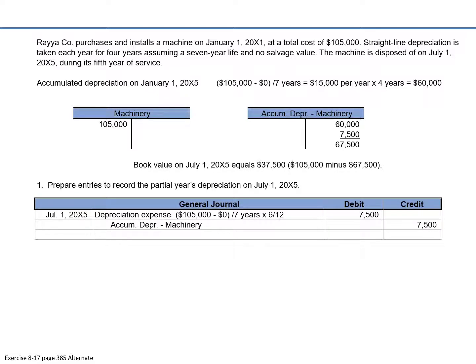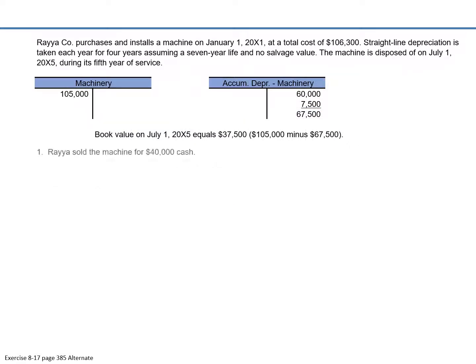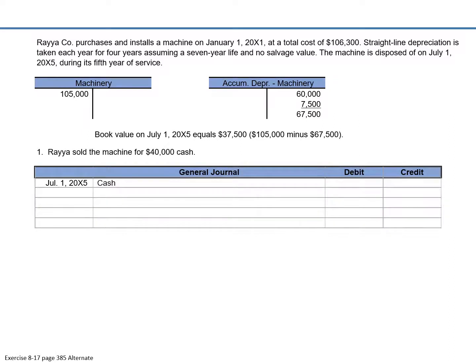So when they sell the machine for $40,000 cash, we're going to record our cash of $40,000. We're going to remove our accumulated depreciation with a debit of $67,500. Remove our machinery for $105,000 with a credit. We're going to have a gain on sale equal to $2,500 because the cash they received is greater than the net book value.